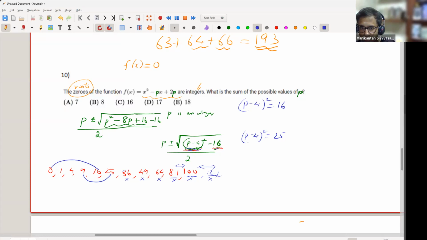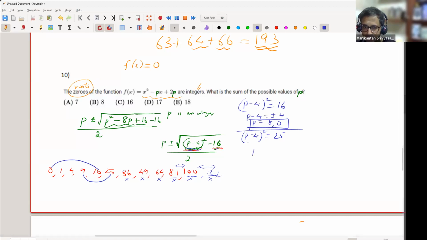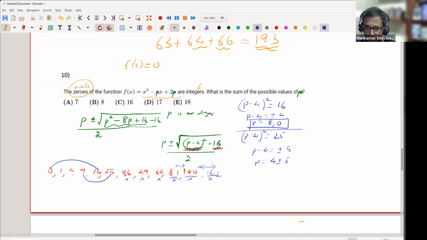So if (p minus 4) whole square is 16, what does it mean? So p minus 4 is plus or minus 4, which means p is 4 plus or minus 4, which is 8 or 0. That's one block. If (p minus 4) whole square is equal to 25, that means p minus 4 is plus or minus 5. That means p is 4 plus or minus 5, which means p is either 9 or minus 1. So the possible values for p are these: 8, 0, 9, and minus 1. And what is the sum of all possible values of p? It will be 8 plus 0 plus 9 plus minus 1, which is 16.